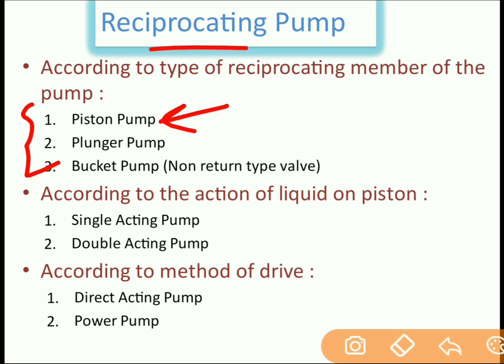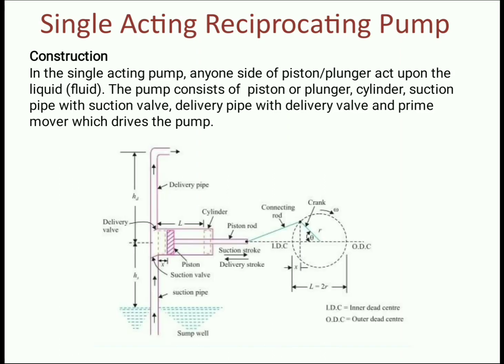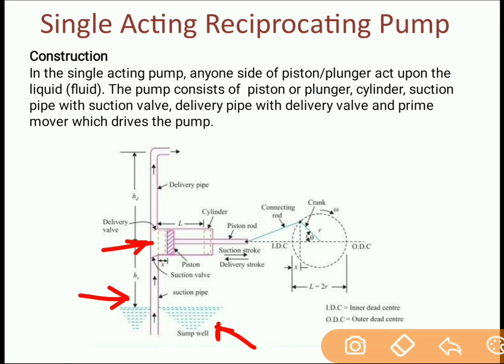Now let us study all the three different kinds of reciprocating pump in detail. So first we will study single acting reciprocating pump. In the single acting reciprocating pump, you will be having this kind of arrangement in which there is one suction pipe which is connected to the sump well. Suction pipe is now connected to the cylinder, and inside the cylinder there is a piston which reciprocates due to crank and connecting rod. Now the cylinder is also connected to the delivery pipe so as to transfer the liquid from the piston to the delivery pipe.